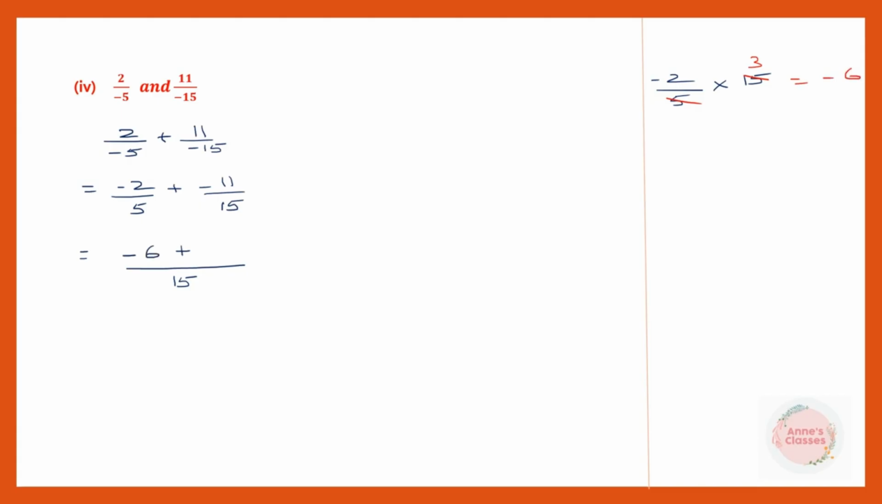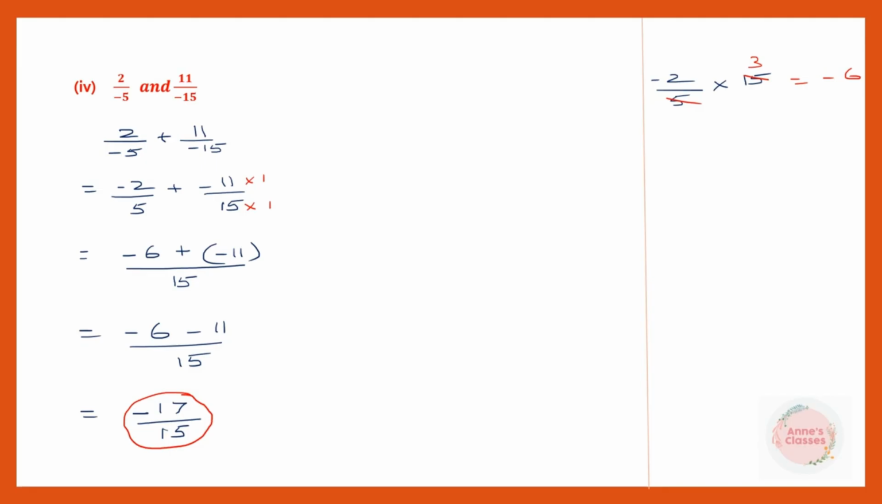Plus, now here we can use this here itself. 15 ones are 15. So minus 11 into 1 is minus 11. Now let's remove the brackets. It becomes minus 6 minus 11 by 15. So when signs are same, put the same sign and add. 11 plus 6 is 17. Minus 17 by 15. So this is the answer when we add it as it's given in the question.